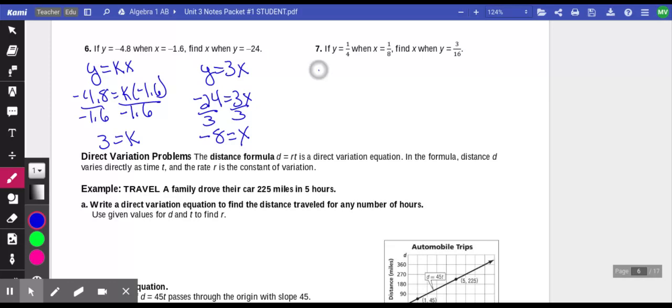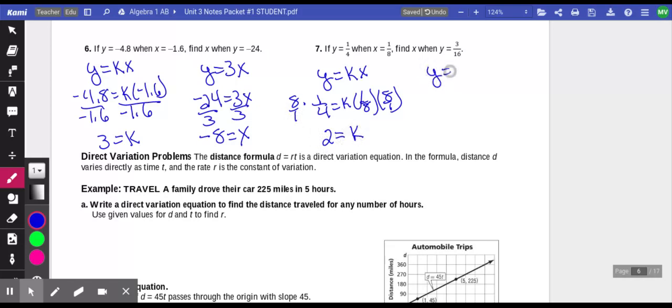Number 7, again, I start with y equals kx. So it's 1/4 equals k times 1/8. I multiply both sides by the reciprocal of 1/8, which is 8 over 1. I find out that 2 equals k. So the equation is y equals 2x. So 3/16 equals 2x. Multiply both sides by 1/2, or divide by 2, and 3/32 equals x.